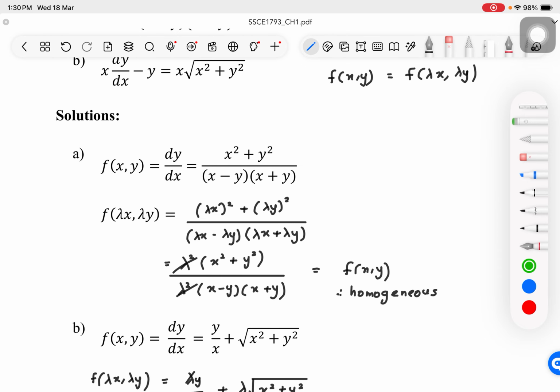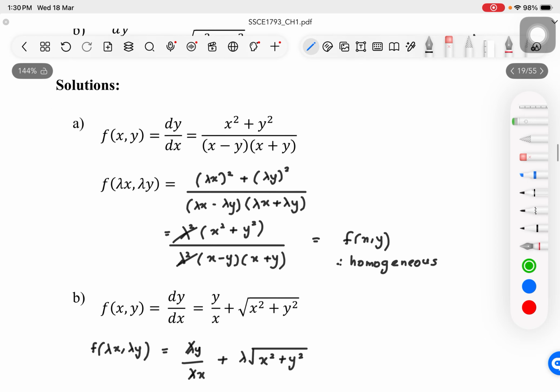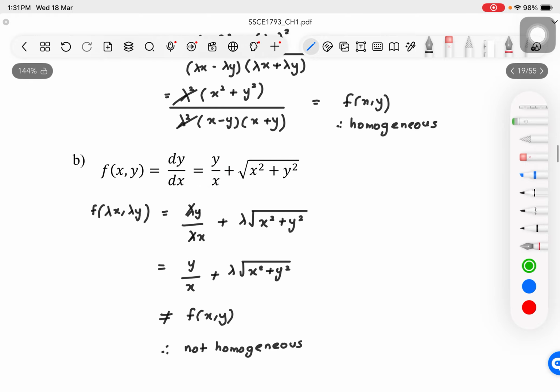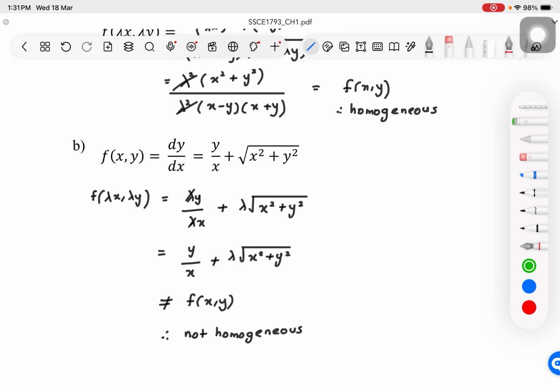Let's go to B. Given in the question is this one, and you want to check the homogeneity. So we do f(λx, λy) here. We substitute λy inside y, and λx inside x. Then you see whether you can cancel out the lambda or not. For this one, you can cancel this one, and cancel this one, but this one we cannot cancel. So this is not equal to f(x,y), and we can conclude that your equation is not homogeneous. This is just for you to check the homogeneity.